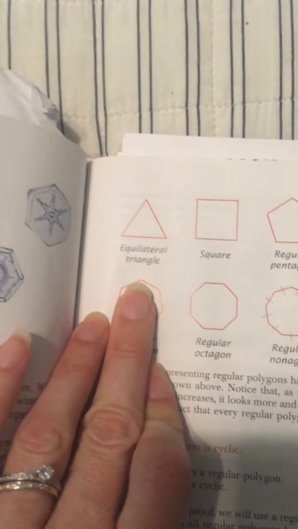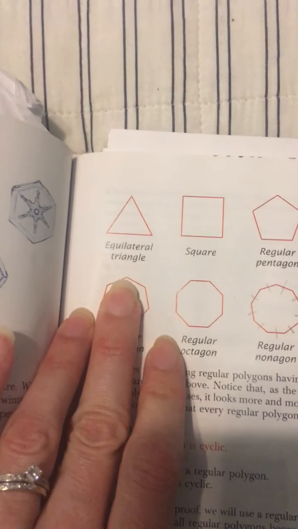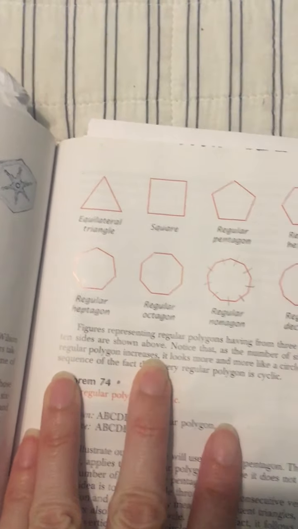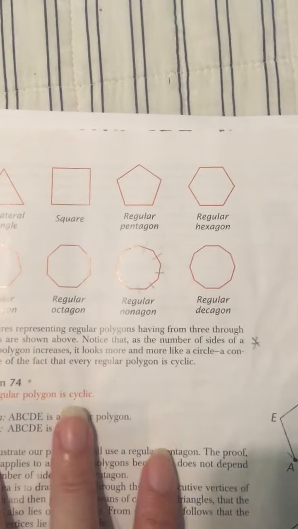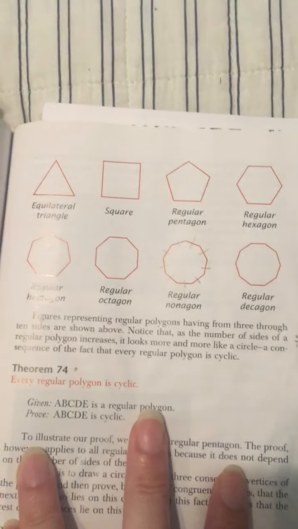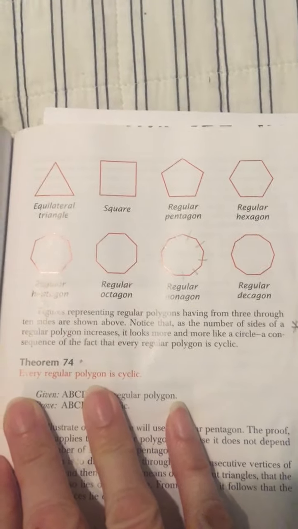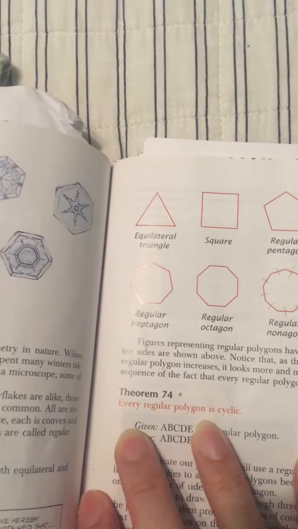Just like an equilateral triangle is the only regular triangle, okay? And then you have pentagons, hexagons, heptagons, octagons, nonagons, that's 9 sides, and decagons, that's 10 sides. So they have to be both equilateral and equiangular in order to be classified as a regular polygon.